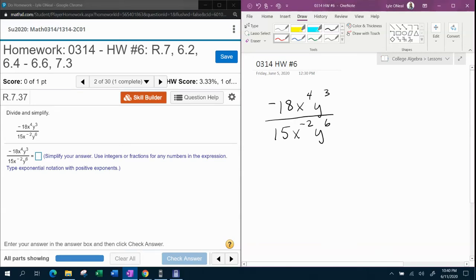All right, here we go. Question number 2 from our 0314 homework number 6 in MyLab Math. The instructions say divide and simplify, okay?